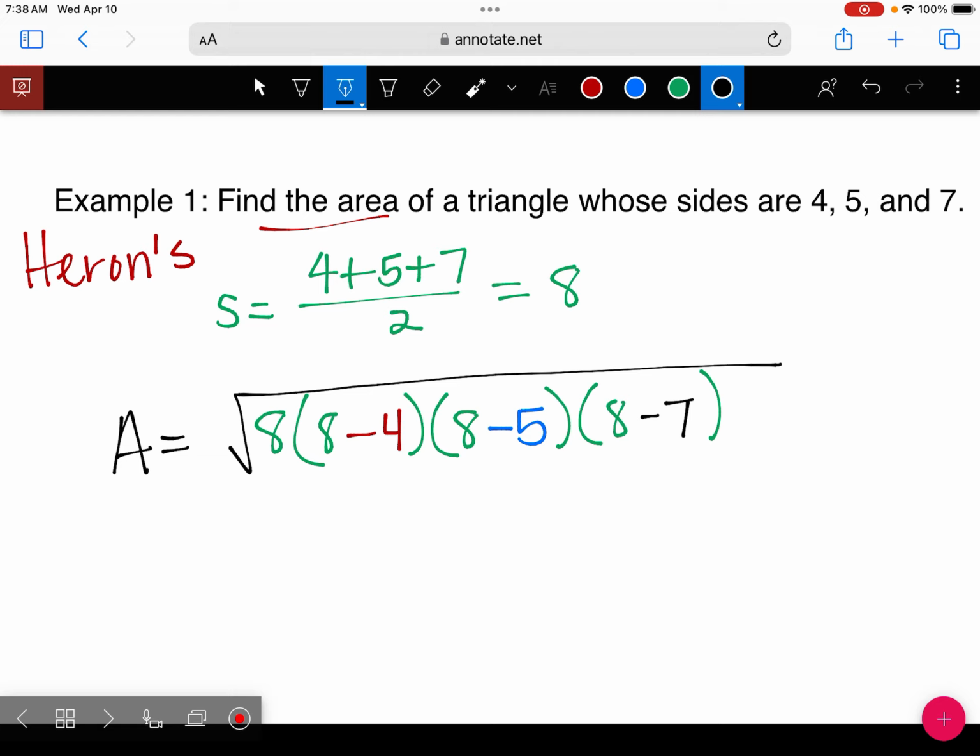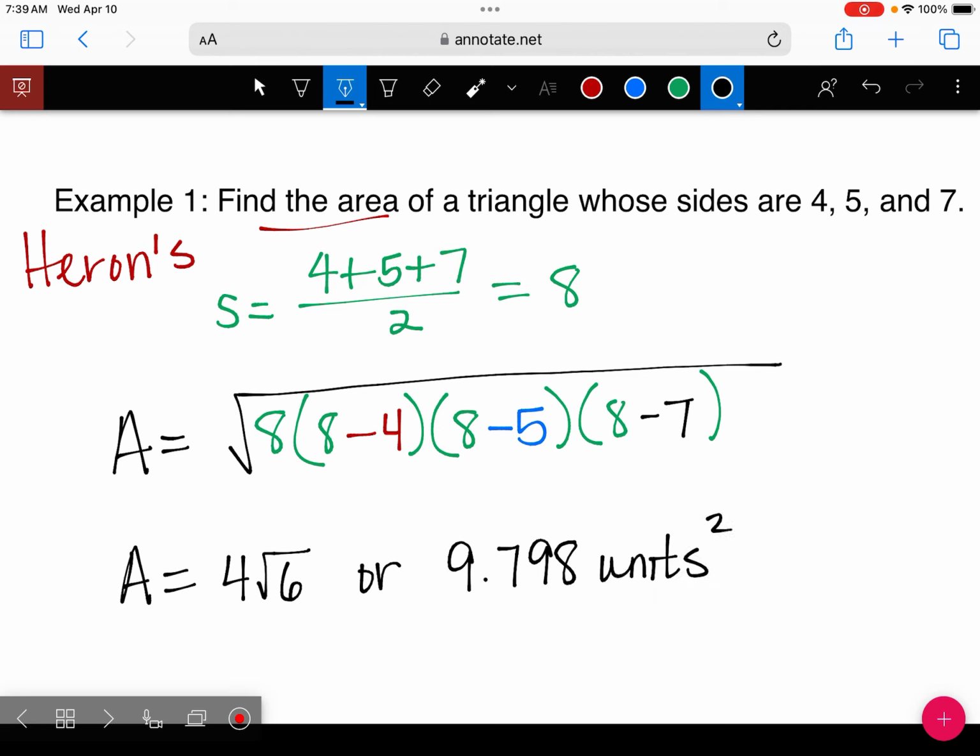And we'll just go to the thousands place. So I think your calculator is going to give it to you as a radical. Just hit that button above. I would take either way though. So when I did it, I got 4 root 6. Or you could also give it to me as 9.798. And of course, area is unit squared.